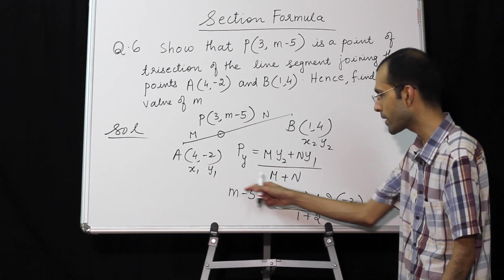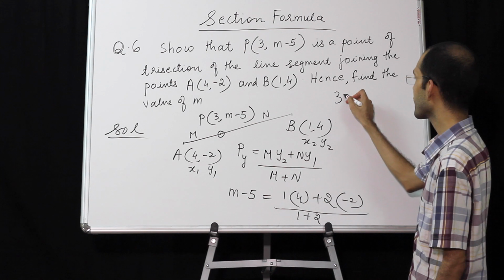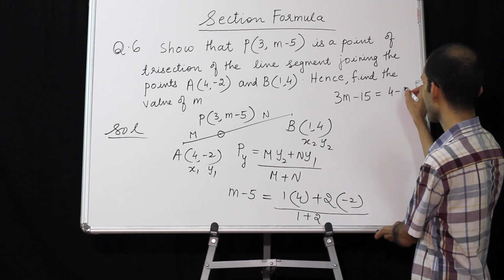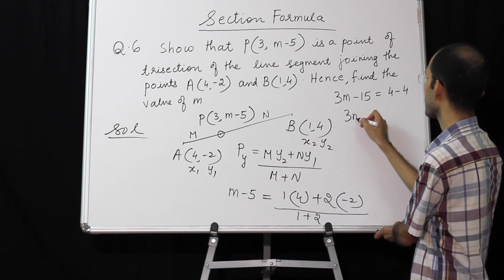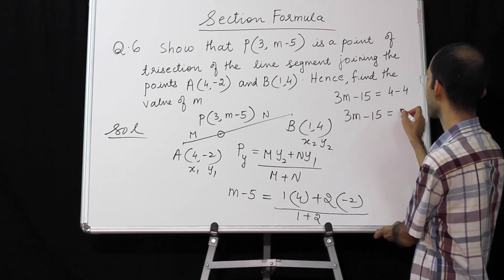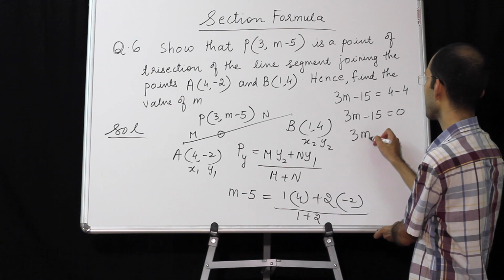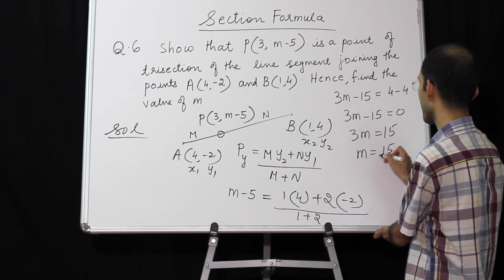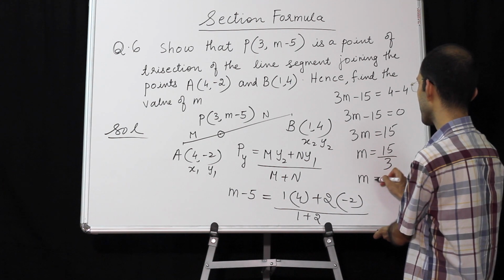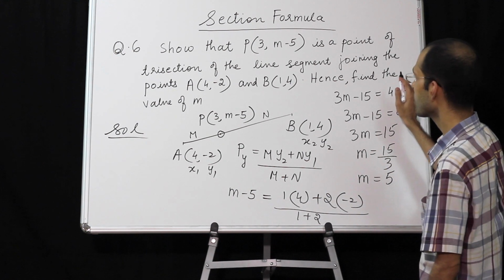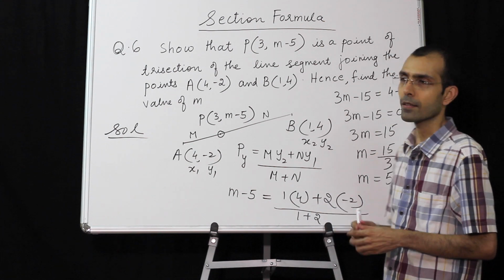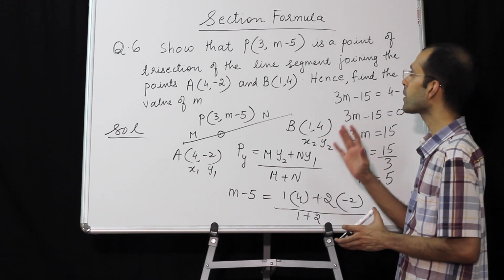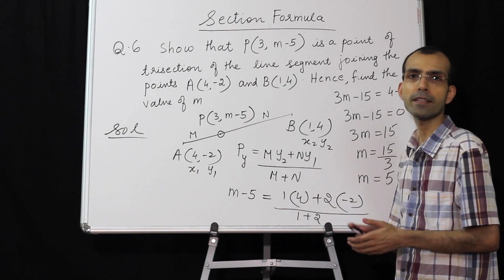1 plus 2 is 3. Cross multiply, you will get 3m minus 15 equals 4 minus 4. So 3m minus 15 is 0. 3m is 15. So m is 15 upon 3, which is 5. So we have now found the value of m. This completes question number 6, and this topic of section formula now stands complete.